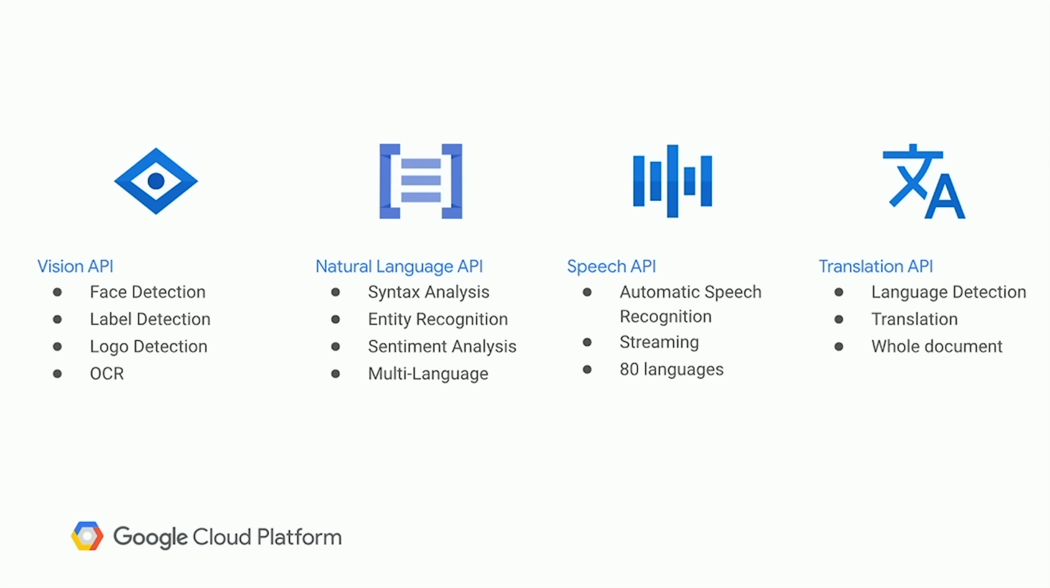There are a few more. But basically what they allow you to do is detect faces. We have a Vision API that will allow you to detect faces in your apps, in your pictures, because that's a very common use case. Same thing with logo detection or language detection, translation, all of that stuff.